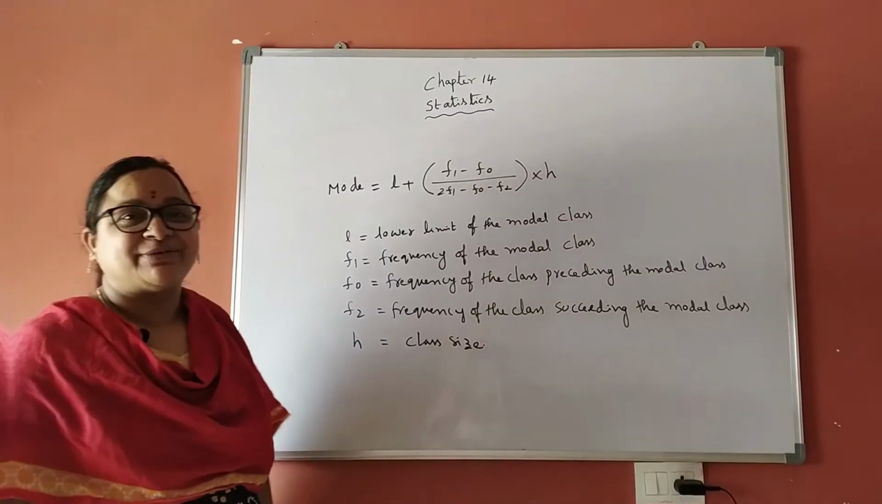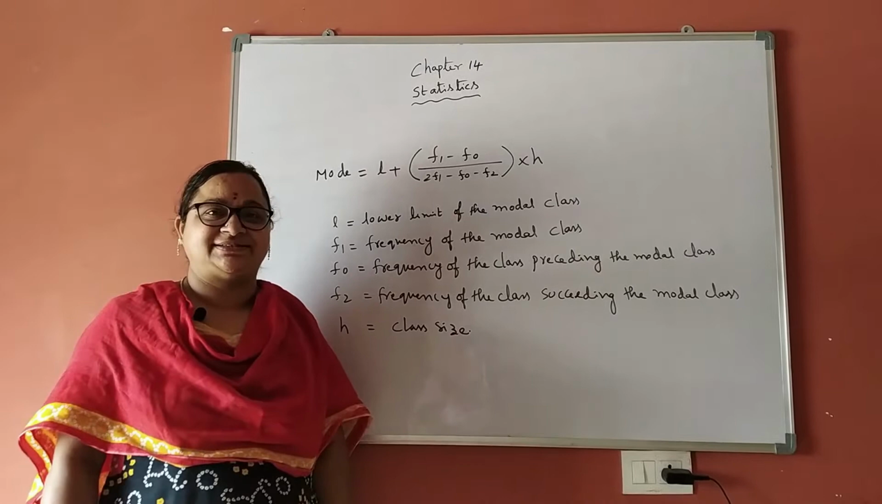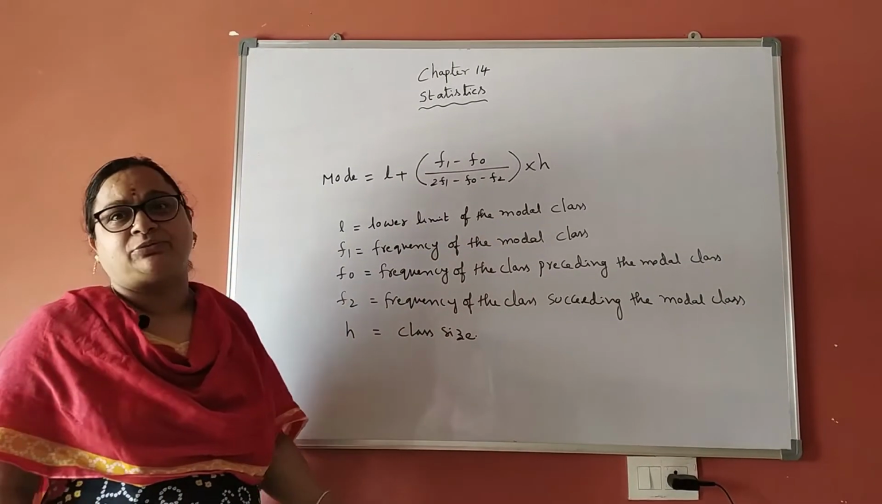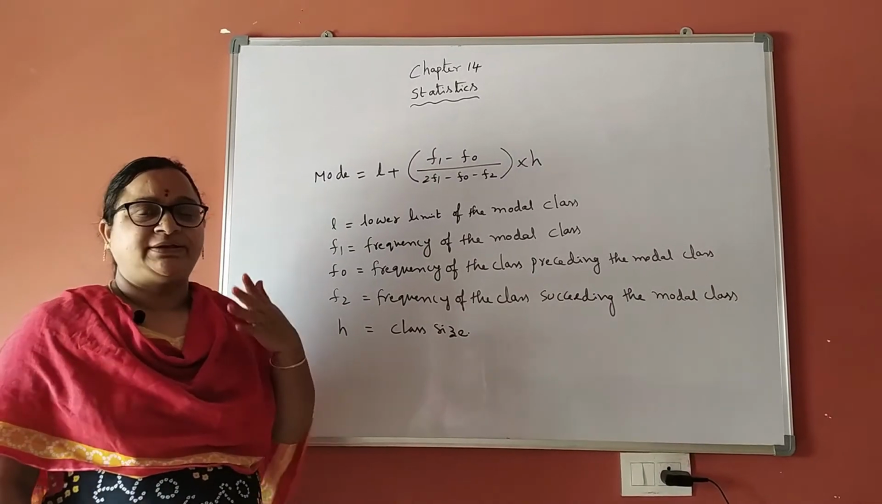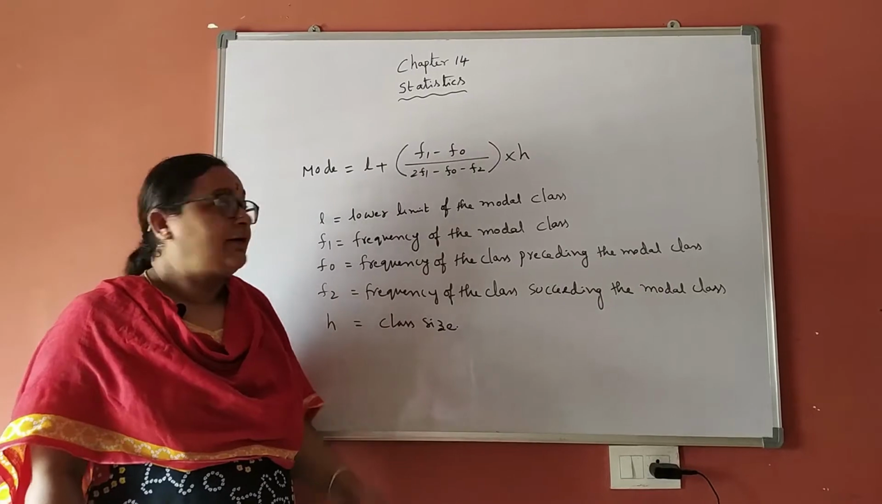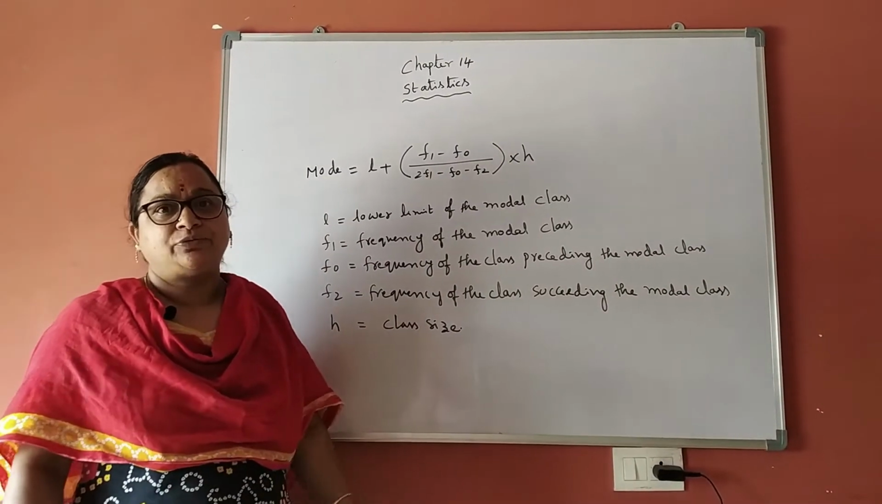Today we will be discussing mode, one of the measures of central tendency. In grade 9 you have learned how to find the mode of an ungrouped data. In an ungrouped data, mode is the most frequently occurred observation. In a grouped data, how to find mode?